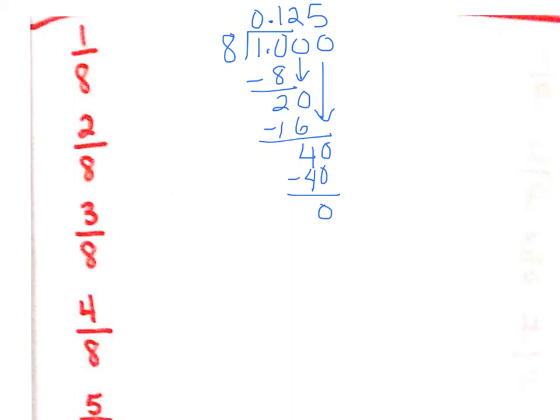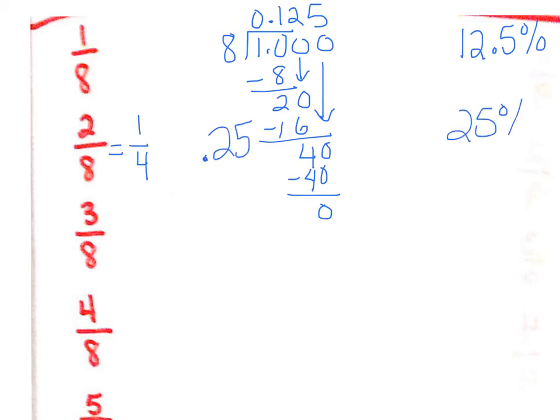So this is not a repeating decimal. It is just 125 thousandths. As a percent, we would say 12.5% because we'd move our decimal 2 places to the right. 2/8, we know that will simplify to 1/4, which we know is 0.25 or 25%. But 3/8, we can't simplify that, so we'll have to do the division.